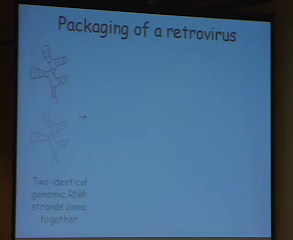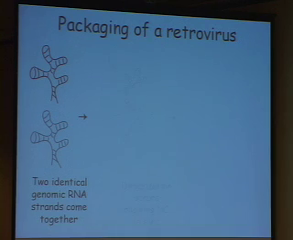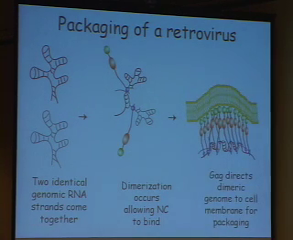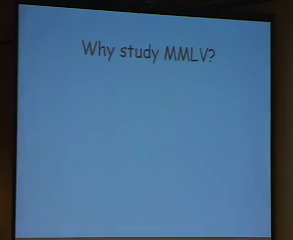So to reiterate the part that we'll be focusing on, the two identical genomic RNA strands come together and dimerize, which allows NC to recognize and bind, and the GAG polyprotein directs the dimeric genome to the cell membrane for packaging to occur. So why study the Moloney murine leukemia virus?